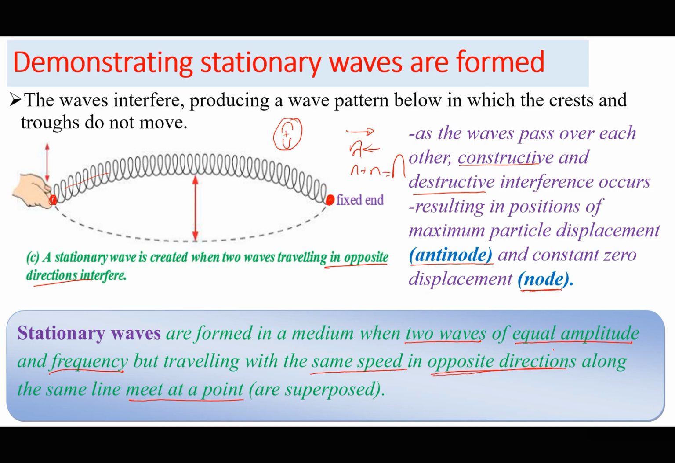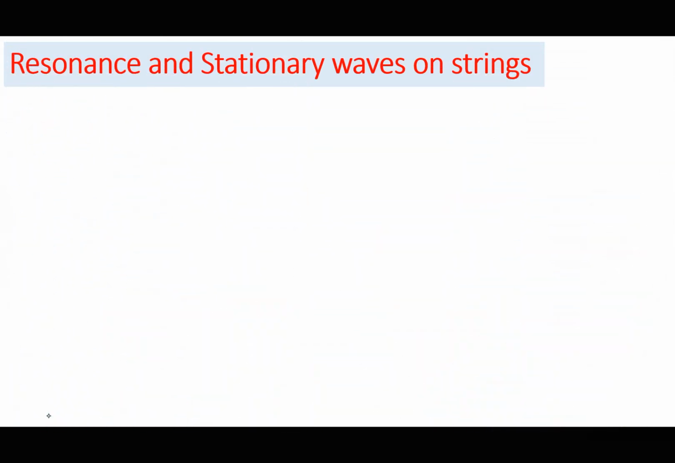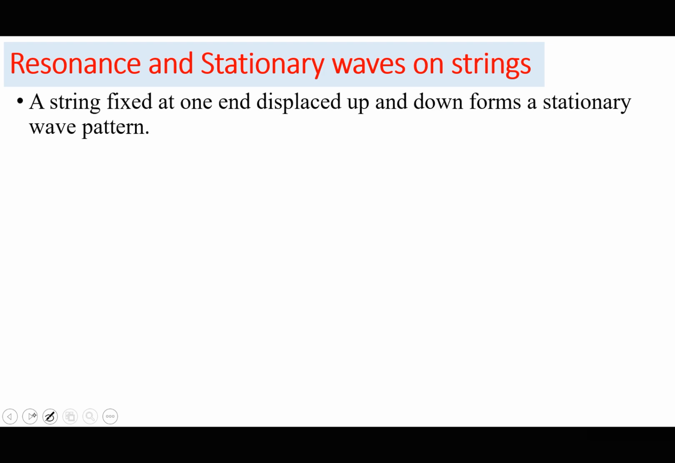To fully understand a stationary wave, we must introduce the concept of resonance. We shall explore resonance in more detail in paper 4, in a unit called simple harmonic motion and oscillations, but we should use the concept of resonance here briefly. So if a string fixed at one end is displaced up and down, it forms what we call a stationary wave pattern.